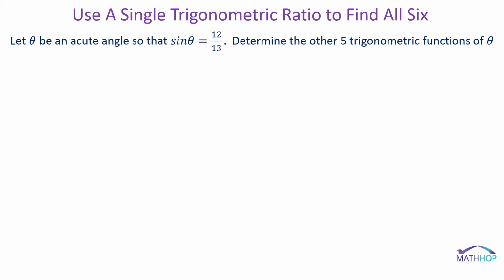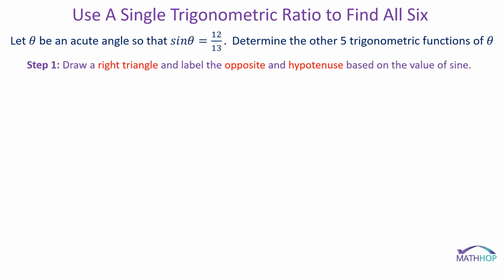Determine the other 5 trig functions of theta. All right, step 1, draw a right triangle. Label the opposite and the hypotenuse. Why are we labeling opposite and hypotenuse? Because they gave us sine. So based on the value of sine, that's what we're labeling.